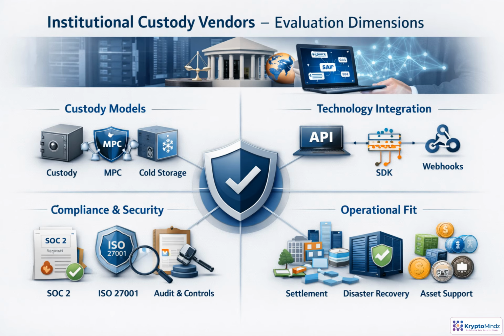Vendor selection is really a risk architecture decision, not a brand decision. Start by matching the custody model to your control requirements: qualified custody, MPC, cold storage, hot wallets, or hybrid designs. Then test whether the platform integrates cleanly through APIs, webhooks, SDKs, sandboxes, and policy tools. Finally, verify assurance and operating fit, including certifications, audit trails, segregation of duties, settlement workflows, SLAs, disaster recovery, support coverage, and asset breadth. Score evidence, not promises.